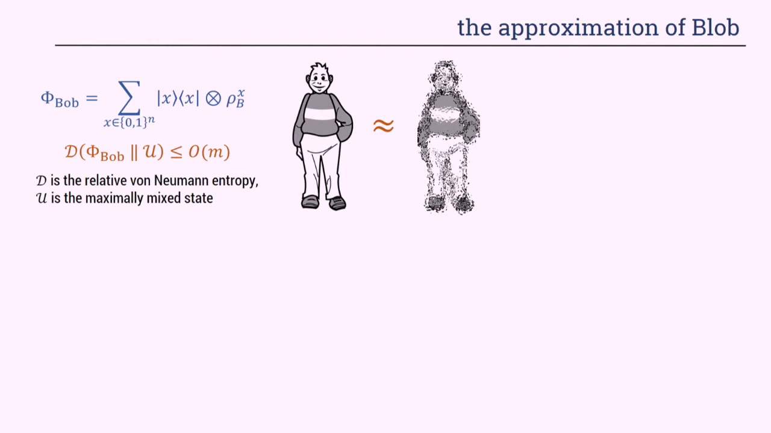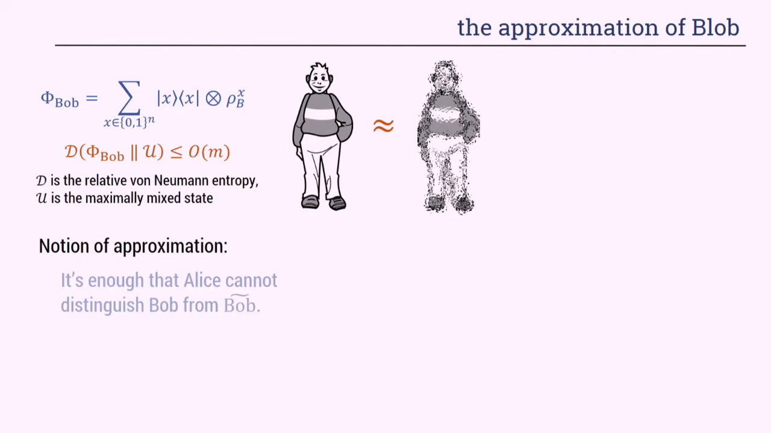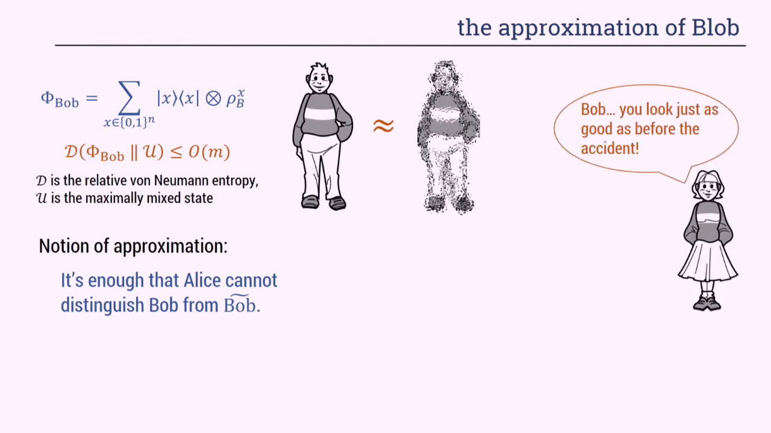And then the other notion we need is, what's the notion of approximation? I guess it's enough that Alice cannot distinguish Bob from the approximator. Because if you approximate Bob by some Bob tilde, and Alice can't figure out which one she's interacting with, then that's the only notion of approximation that matters. Nobody's looking at the source code of Bob to figure out if our approximation was good enough.